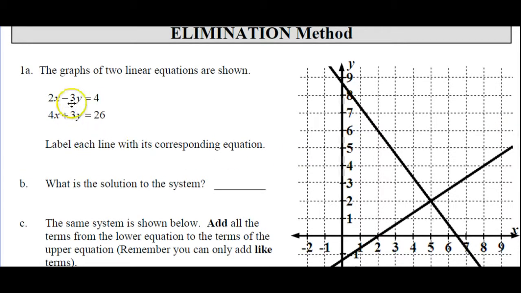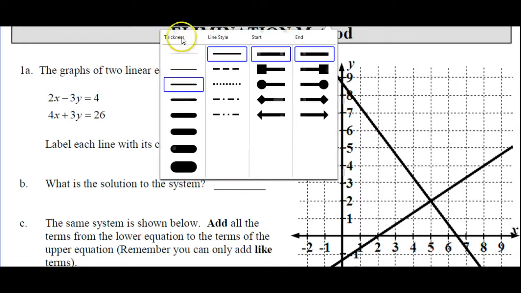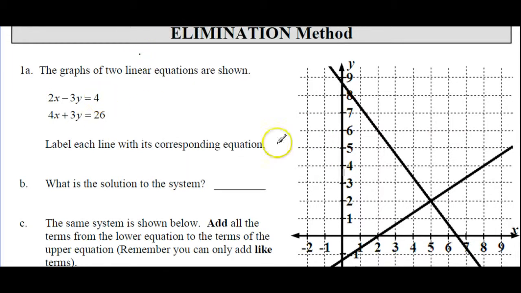Alright, let's see. If y is 0, this will have an x-intercept of 2. Better get a pen out here. So an x-intercept of 2. This is 2x minus 3y equals 4. And what will this have? Well, we'll have a y-intercept of a little over 8. So yeah, that's true. So 4x plus 3y equals 26.